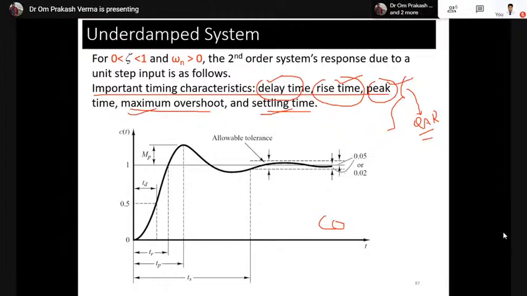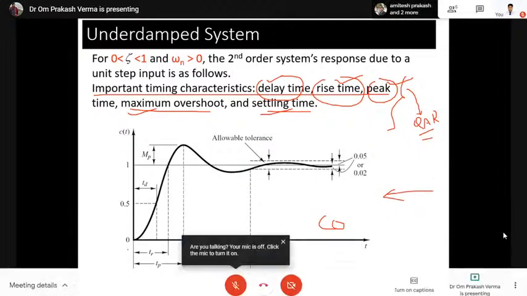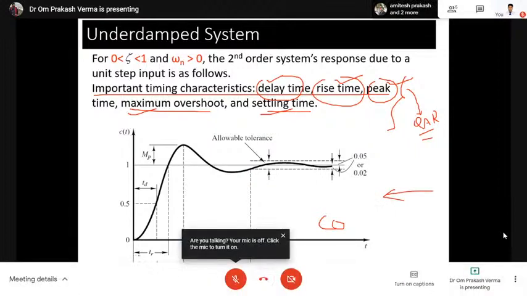So these are some basic fundamentals generally asked in your board exam or semester exam, also based on this response of the second order underdamped system. Generally, a GATE problem may be asked. Okay, why are we bothering about this response? This is also one of the questions.